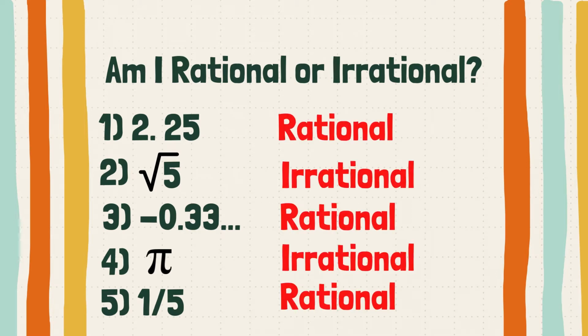Let's check your answer. For number 1, 2.25 is rational. Number 2, square root of 5 is irrational because we will be getting a non-terminating and non-repeating decimal if we convert the square root of 5 into decimal. Number 3, negative 0.3333 is rational because it is a repeating decimal. Number 4, pi. Very obvious, that is irrational. And number 5, 1 over 5 is a rational number.